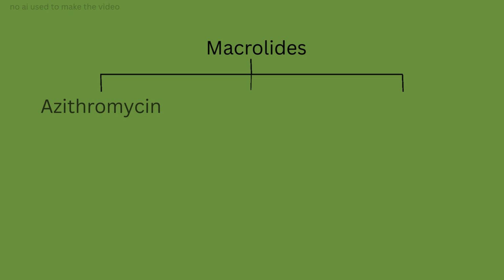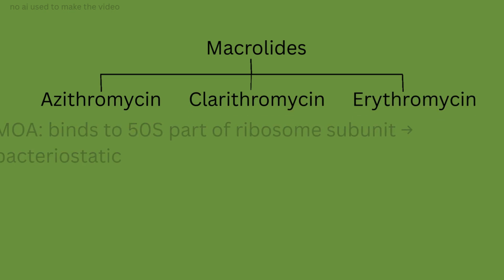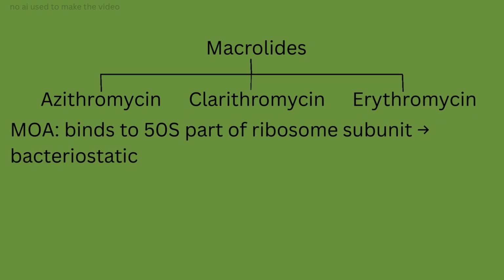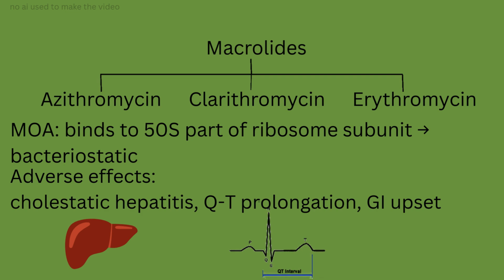Okay, so next is macrolide, which is further classified into azithromycin, clarithromycin, and erythromycin. Its mechanism of action is it stops the protein synthesis by binding to 50S ribosome, and the adverse effects are cholestatic hepatitis, QT prolongation, as well as GI upset.